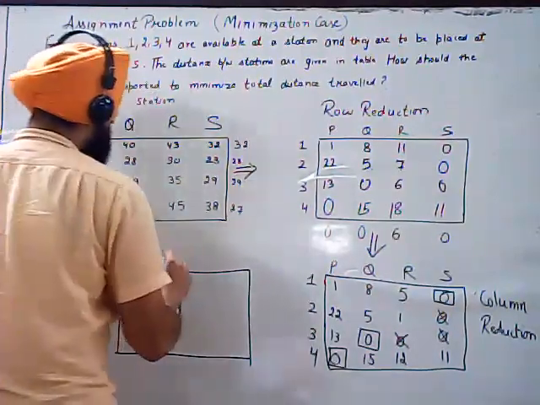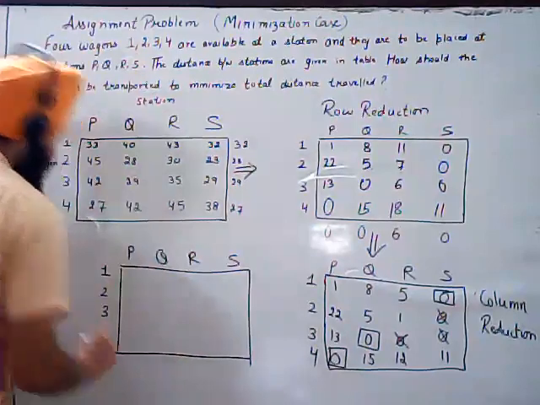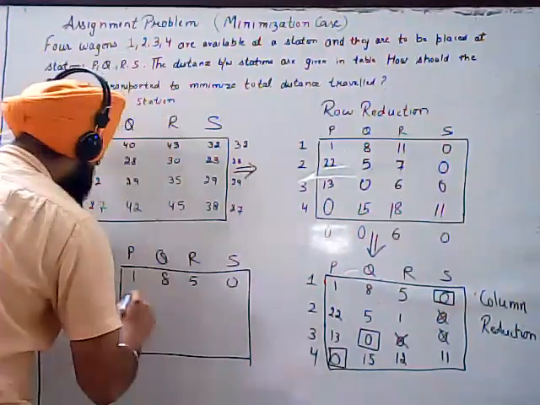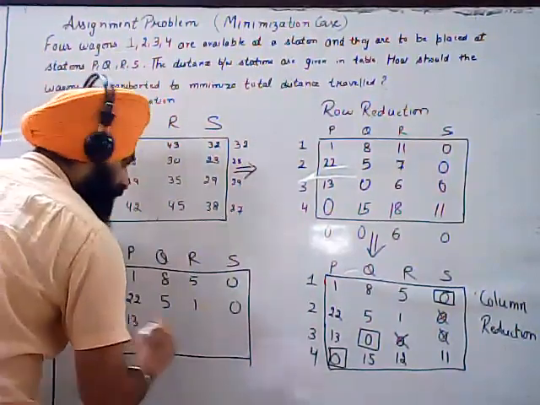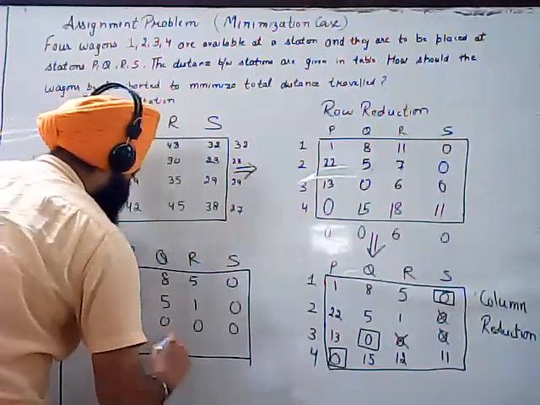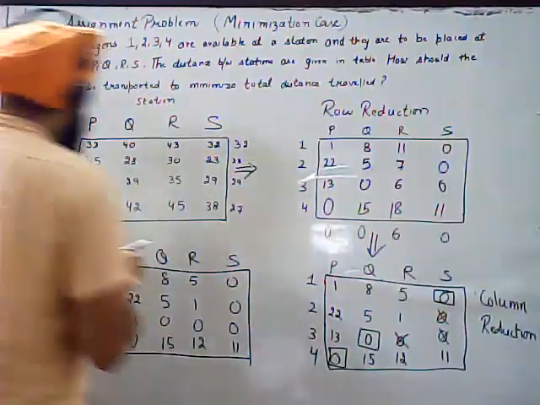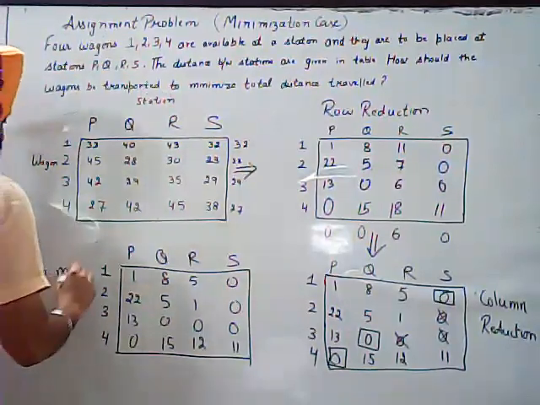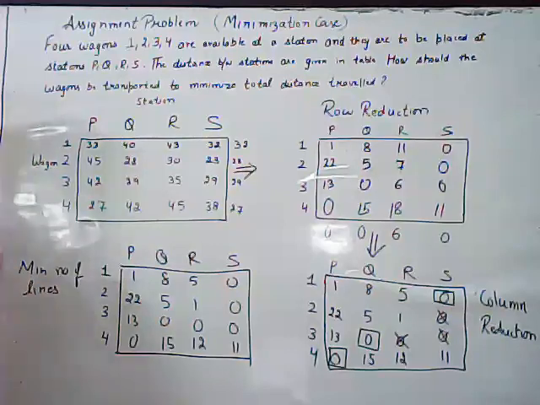We have P, Q, R and S, and 1, 2, 3 and 4. The values are 1, 8, 5, 0, 22, 5, 1, 0, 13, 0, 0, 0, 0, 15, 12 and 11. The next step is we have to draw the minimum number of lines so that all the assignments are covered.